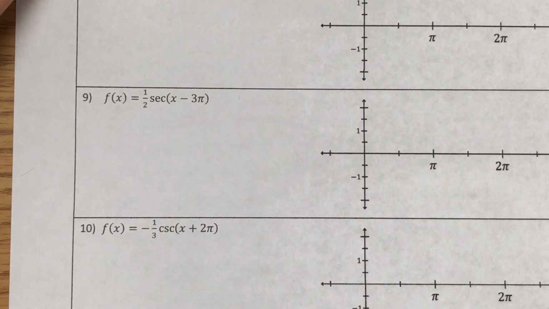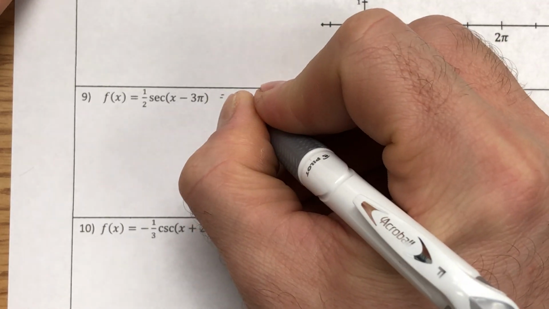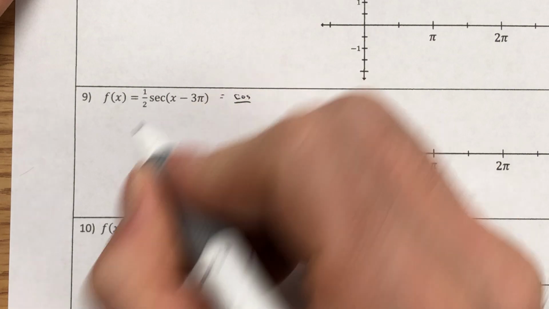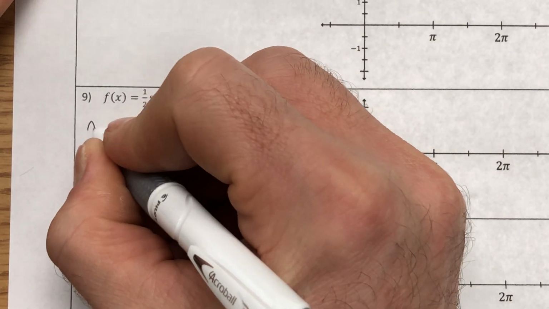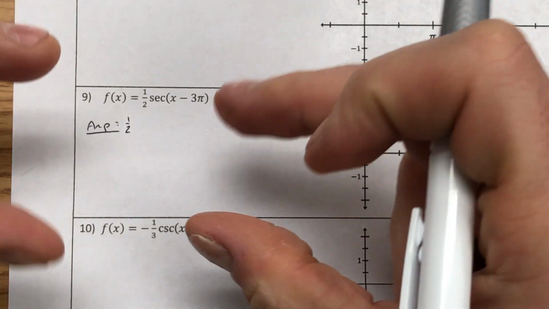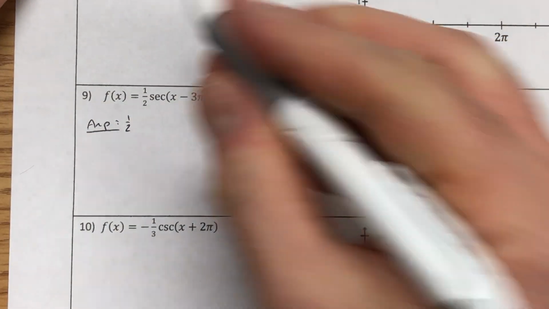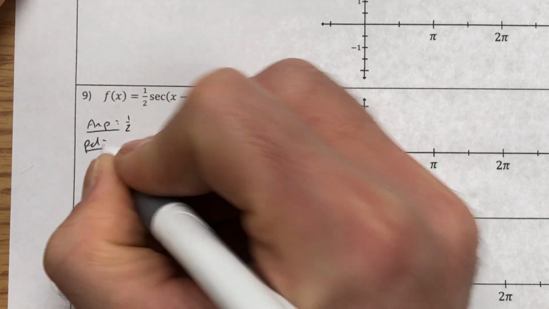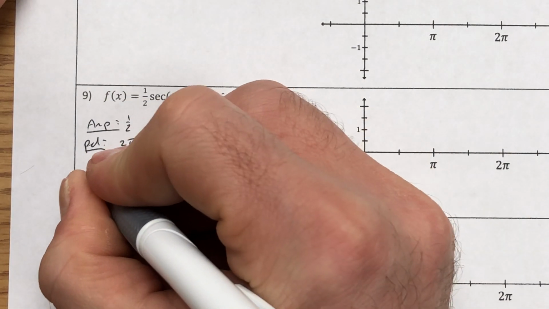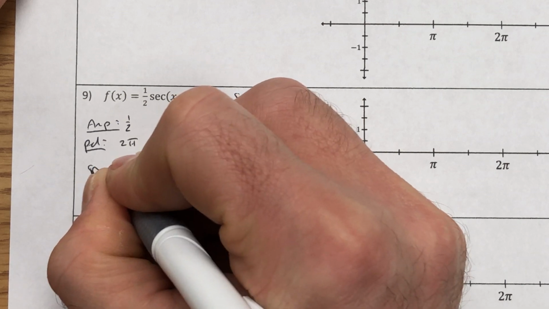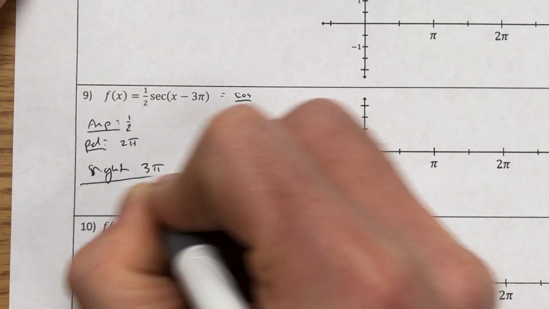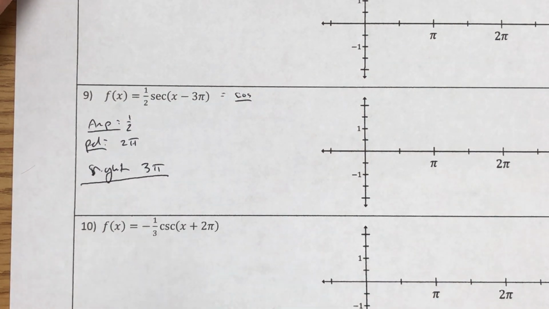Okay. So secant, this is paired with cosine. I know that this is going to be a slightly flatter version. The amplitude is 1/2, so this doesn't quite go up and down as much, it's squished. The period is going to be 2 pi, thank goodness, and it's going to be shifted to the right. That was originally going to be an S for shift right by 3 pi units. So much nicer.